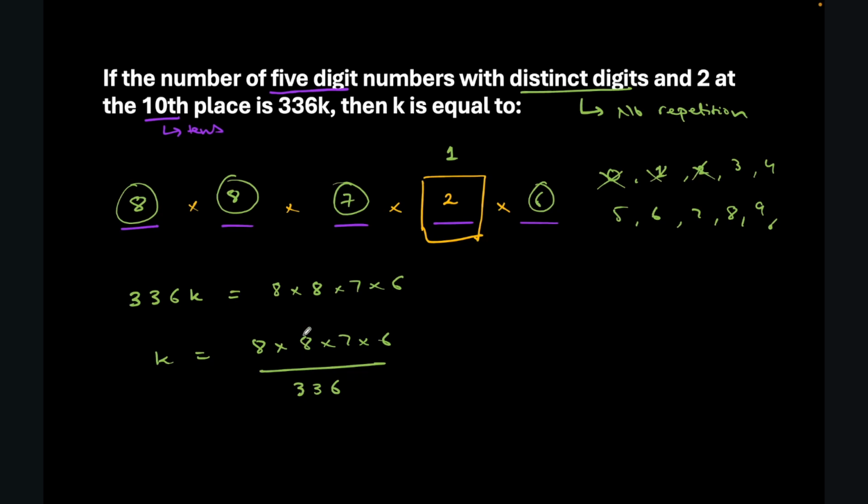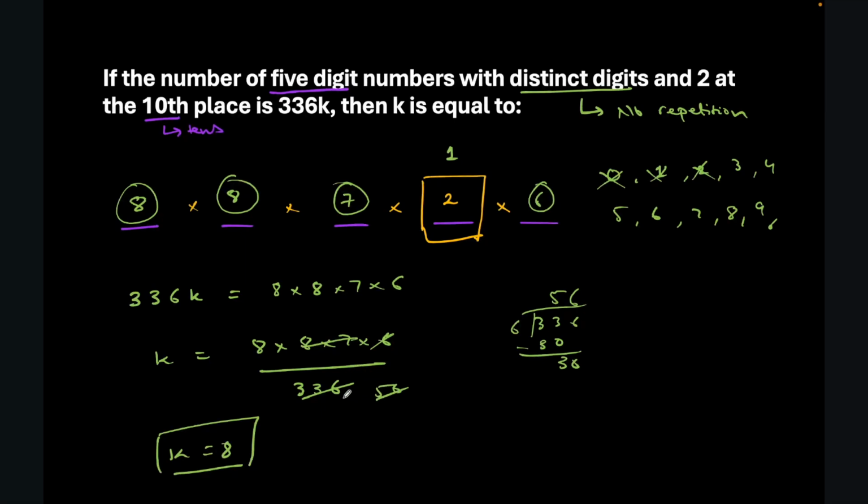336, like this. And if I start crossing off things, dividing by 8 and all those sorts of things, well, here you can see 336 is very much divisible by 6 because 5, 30, 36, this is 56, right? 56. And with 56, we get k is equal to 8 because 56 cancels out with 8 times 7.